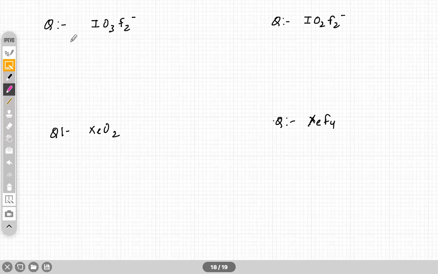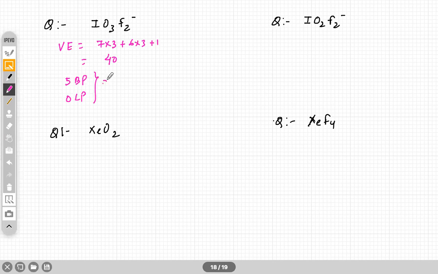First of all, we'll find out the valence electron. So valence electron for this one is 7 for iodine, 7 for fluorine. So 7 into 3 plus 6 into 3 plus 1 because one negative charge is there. 21 plus 1, 22 plus 18, that is 40 electrons we have. So we can say 5 bond pair and 0 lone pair here. So 5 bond pair and 0 lone pair, the geometry and shape is trigonal bipyramidal.